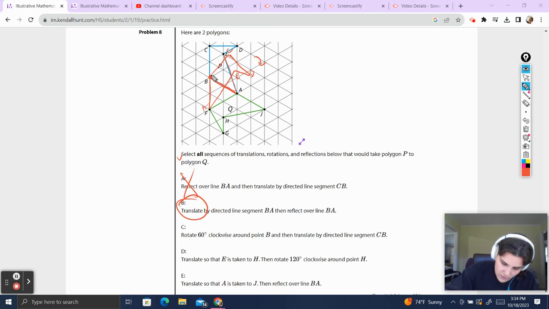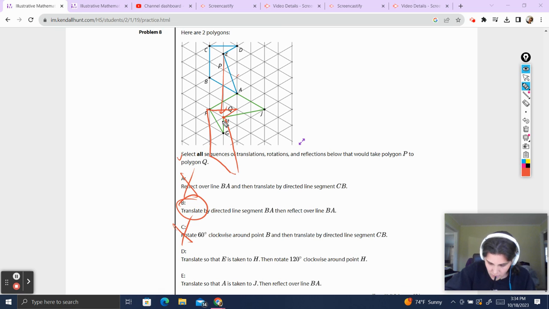No matter how I translate this, it's not going to be oriented the right way. So I can immediately cross that out as one of my answers. And then two more. Translate so that E is taken to H. E all the way to H. Okay, so it's going to be oriented the same way. So it's going to look something along the lines of that. That's quite ugly, but that's okay.